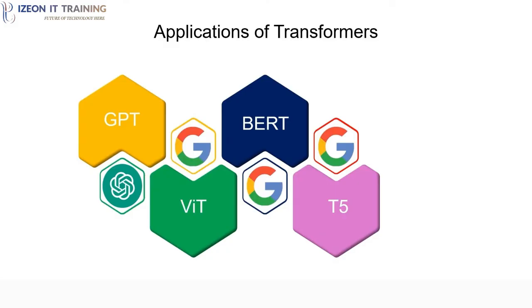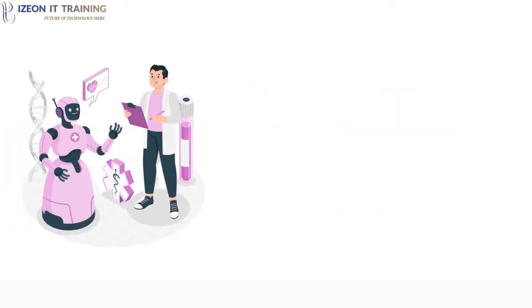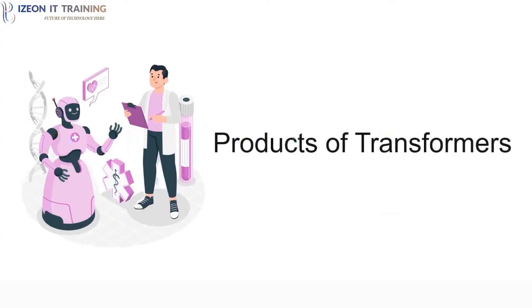Microsoft has also contributed with DeBERTa, decoding-enhanced BERT with disentangled attention, a model designed to improve contextual understanding and enhance NLP applications. These models demonstrate the versatility and impact of transformer architecture across various domains. Now that we know the applications of transformers, how about checking their real-time products?